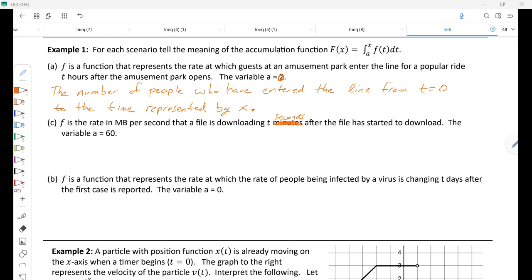Yeah, how many megabytes you downloaded? The number of megabytes downloaded. But we need a little bit more because we need to explain the limits of this integral. So was it from the beginning? No. After it starts. After 60 seconds, because that's not what the variable T is, but it's A that's really controlling what we're writing here. The number of megabytes downloaded from 60 seconds.